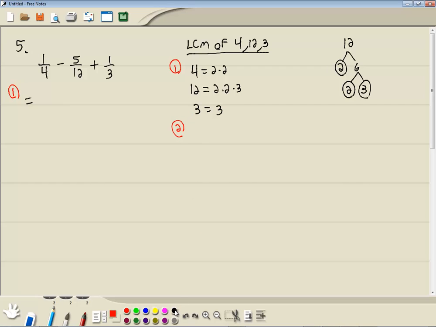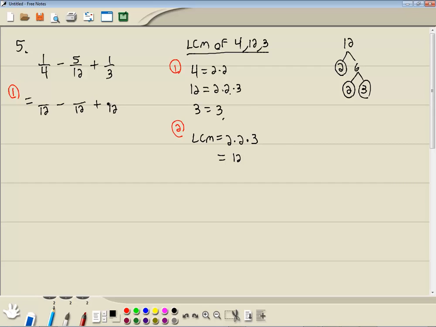Step 2. Figure your LCM. We start with our first prime, which is 2. And I'm looking for the greatest number of 2's on any single line. There's 2 of them here, 2 of them here, none of them here. So the greatest number of 2's on any single line is 2. Then I go to my next factor, the 3. And I'm looking for the greatest number of 3's on any single line. None here, 1 here, 1 here. So the greatest number of 3's on any single line is 1. 2 times 2 is 4, times 3 is 12. So 12 will be our common denominator.